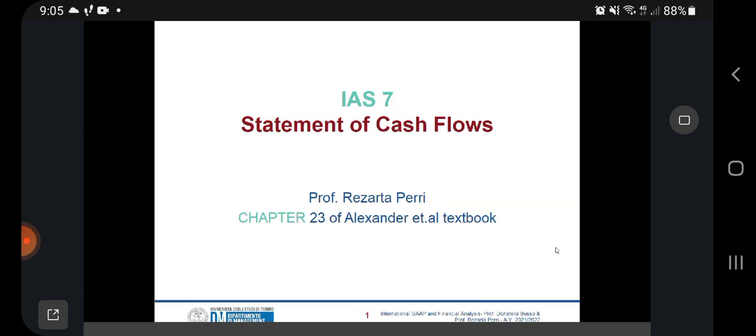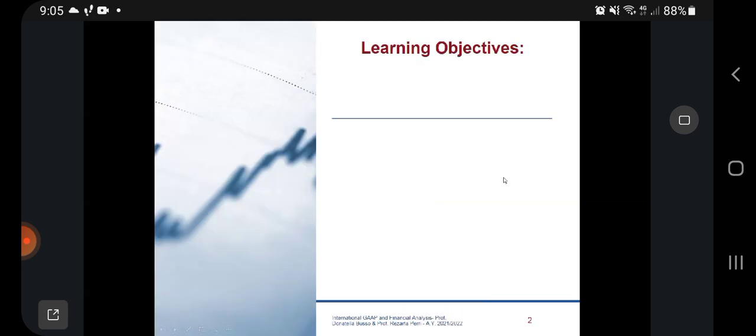Okay, so maybe we can start by emphasizing the importance of the chapter. It is one of the four main mandatory financial statements. Without knowing how to prepare and understand the statement of cash flow, we cannot go further in our course. Being that important, we can start and discuss our learning objectives for this part. First of all, we will discuss the need for a statement of cash flows.